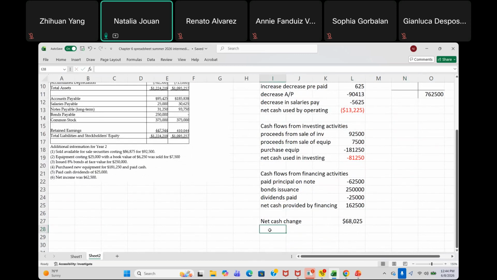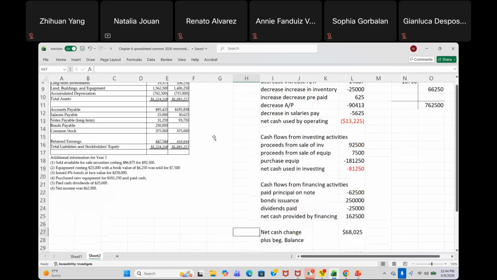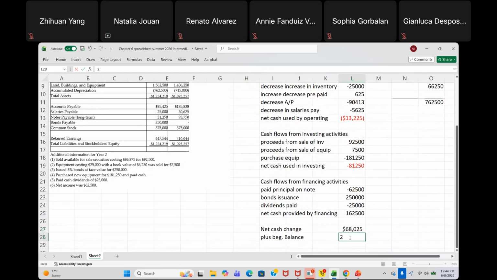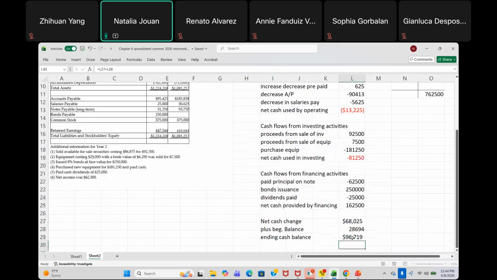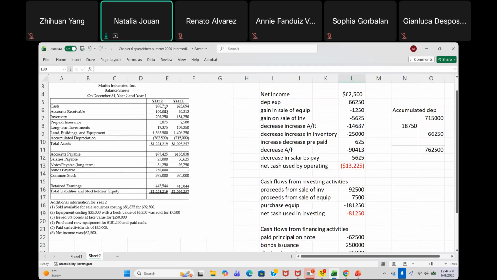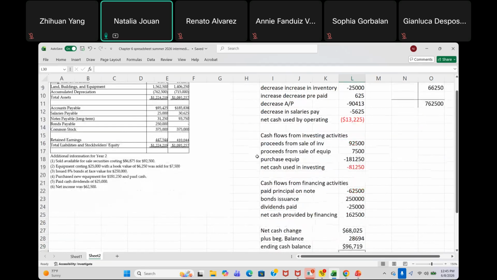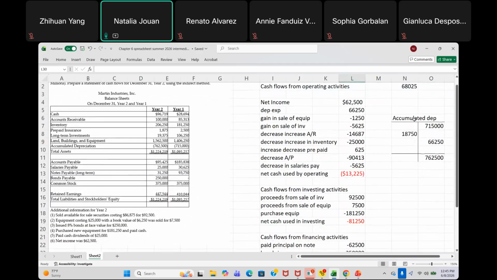Okay, so we're gonna do plus beginning balance. That's the beginning balance right here, 28,694. Okay, that will give us the ending cash balance. So we do 68 plus 28 equals 96,719. Yay, we did it. And this is how a full-blown statement of cash flows will work. So I'm going to end the recording now.